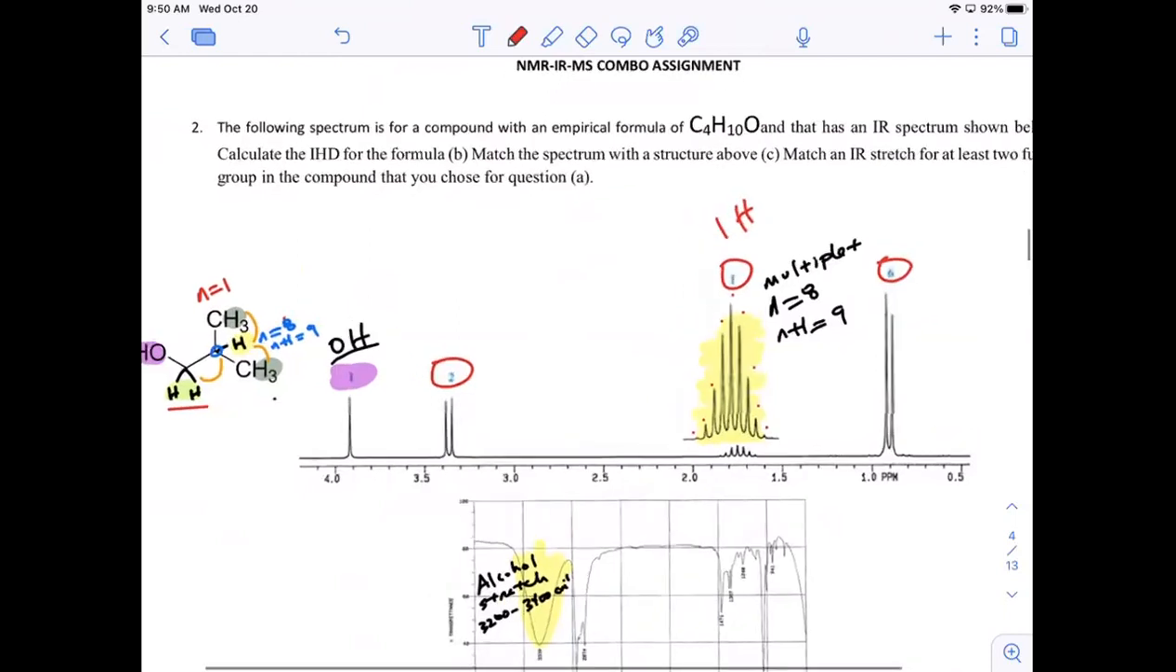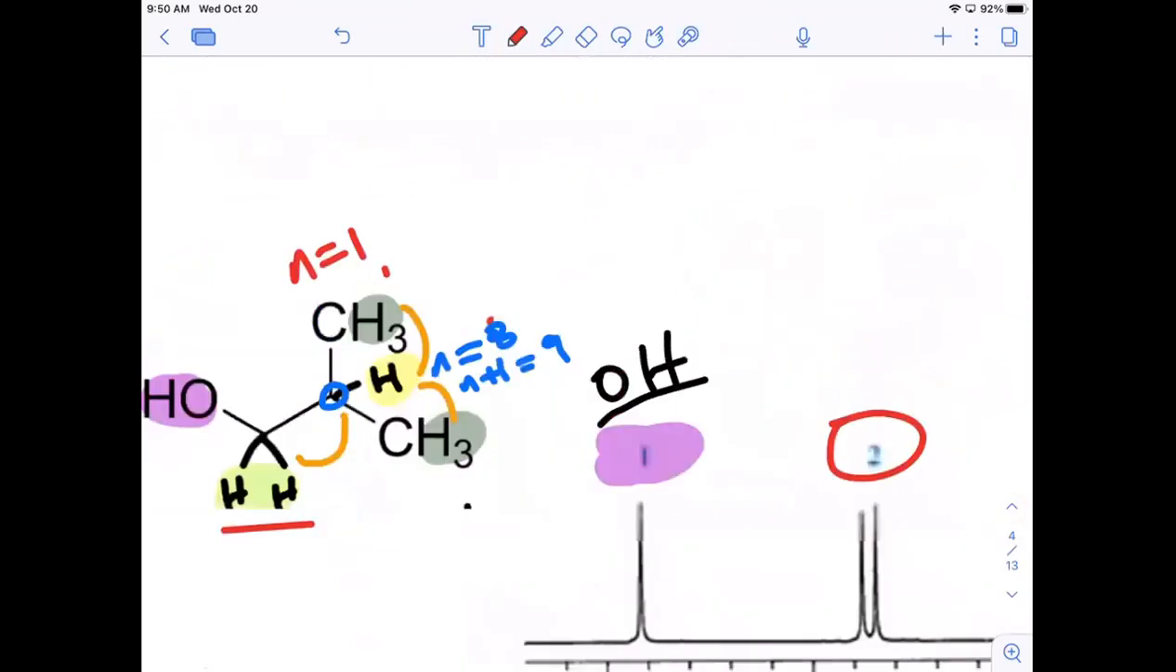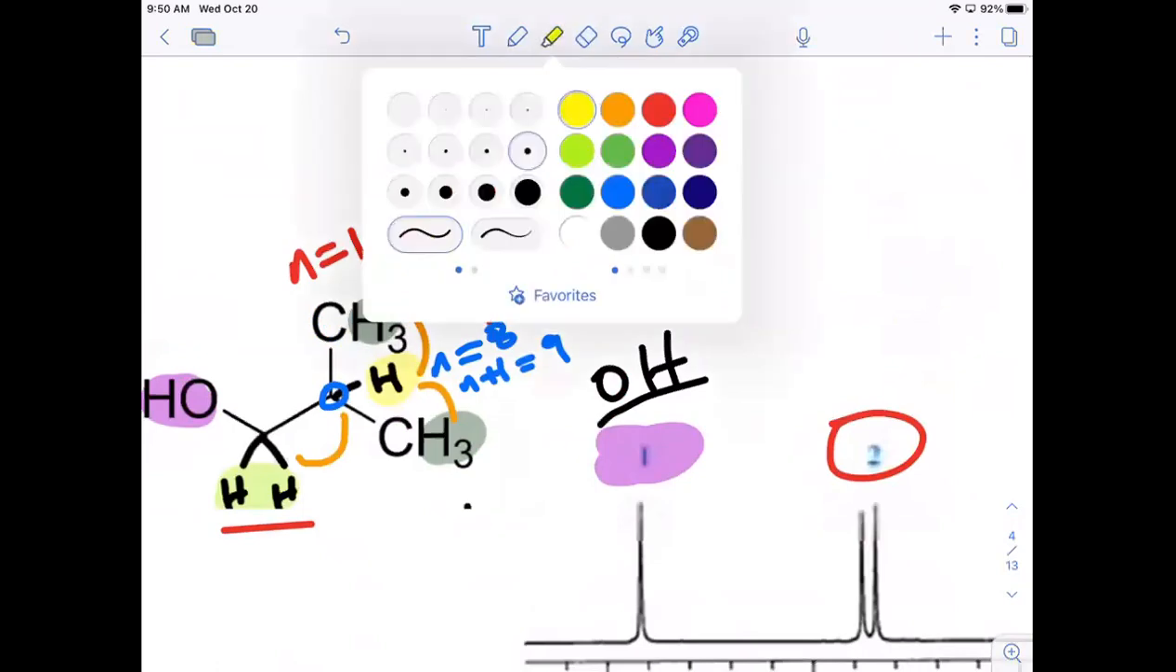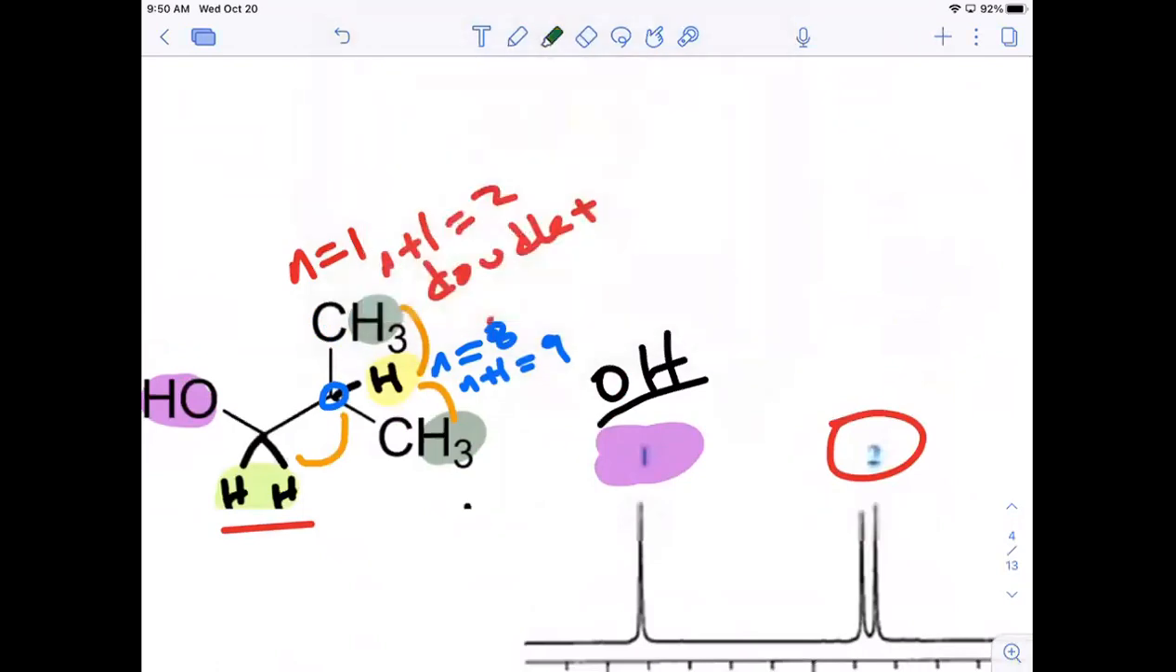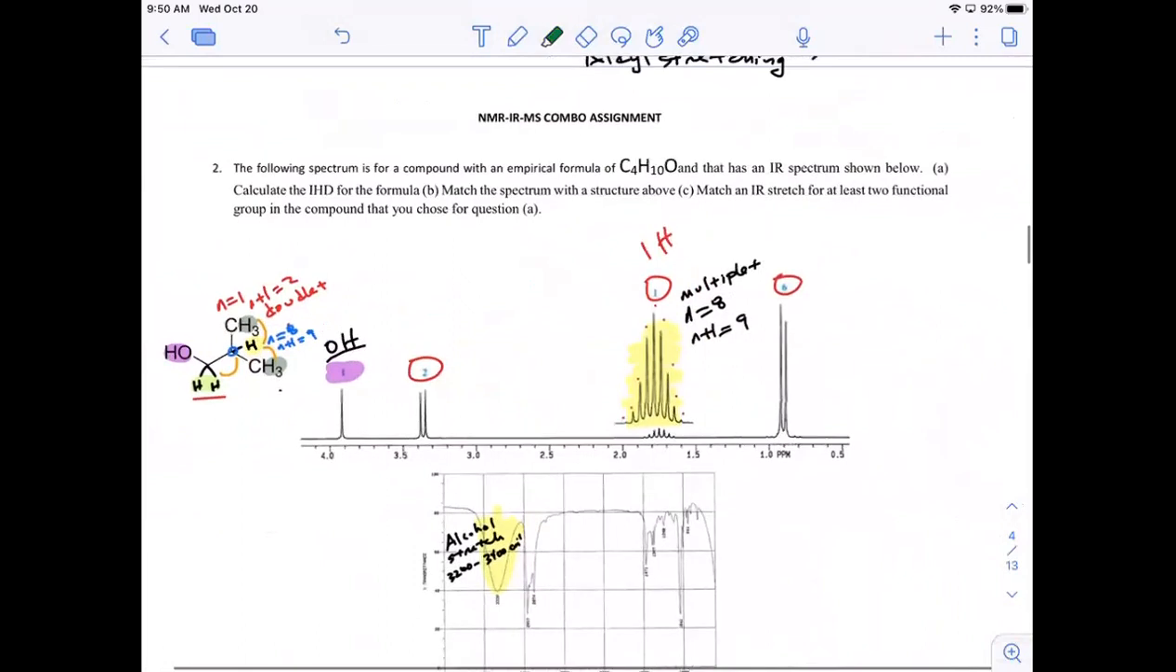Yes, sir. So N equals 1, N plus 1 is 2. This is going to be a doublet, and it's going to integrate for 6 protons. So that's what I got there. It's green, so I'm going to highlight that in green. That's the green set of protons, and it's both CH3s represented by 1 signal because they're equivalent.